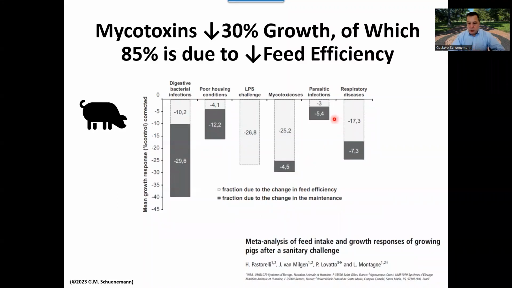Parasite infections is another example. And respiratory disease. Each one of them will have a drop in growth, average daily gain, but each one of them will do it in a different way. So in the case of mycotoxin, 85% is because of a reduction in feed efficiency.